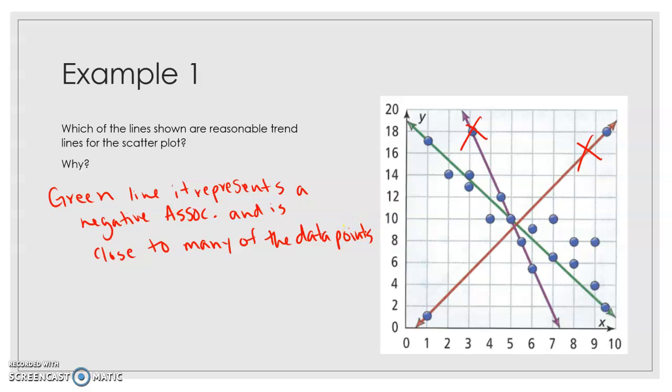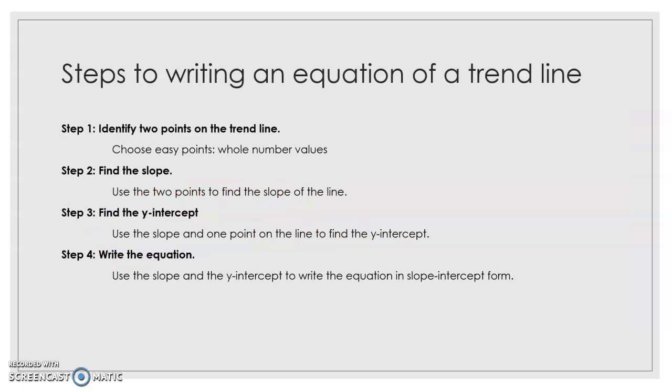So again, that green line is just that best fit of the data. That's why instead of calling it a trend line, I tend to call them a line of best fit. I'm looking for that line that best goes with my data. All right, so we're going to talk about what the steps are to writing an equation of a trend line.